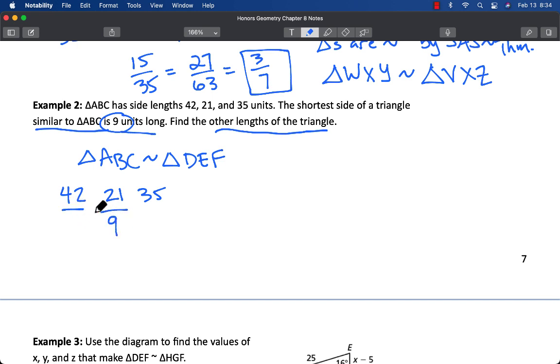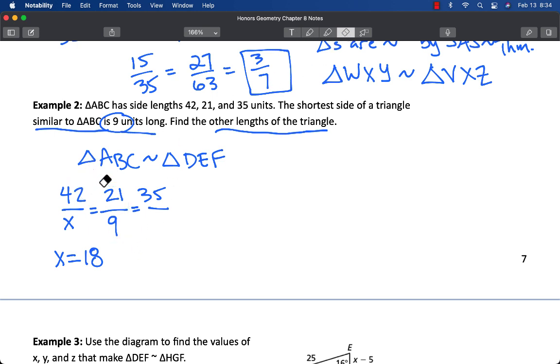So if these two triangles are similar, then these three ratios will all be equal to each other. So we can find the lengths of the other two sides by just taking two of these ratios, setting them equal to each other, and solving for x. Going from 21 to 42, I'm going to double 21 to get to 42. So if I double 9, x should be 18. That looks like the largest side of my other triangle.